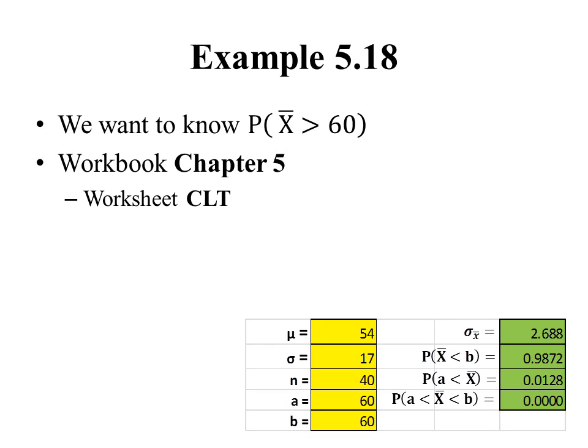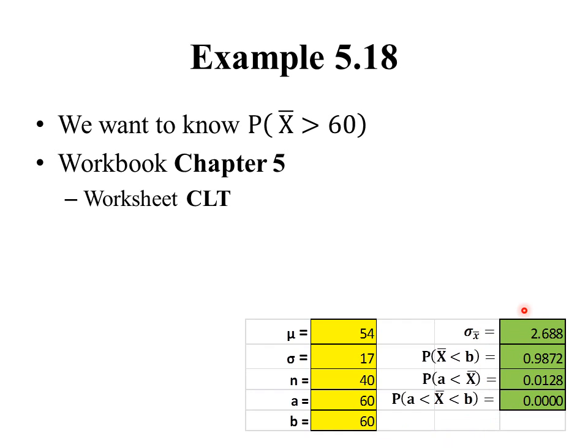And so if we go to the workbook chapter 5 and the worksheet titled CLT, which stands for Central Limit Theorem, this will automatically do the calculations for us. And this works very similar to the worksheet normal, because we're dealing with a normal distribution. What we're going to do is enter our population mean, standard deviation, n, our sample size, and then these numbers a and b that we see inside the parentheses. So in this case, mu is 54, sigma is 17, n is 40. And in this case, we only see one number inside the parentheses, which is 60. So we'll enter that in both of those cells.